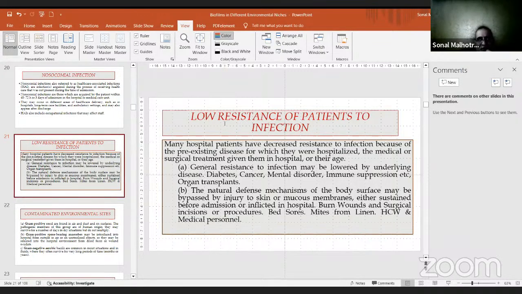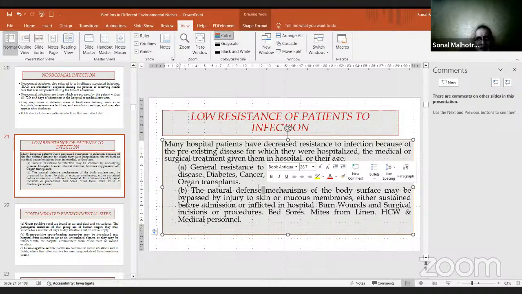Sometimes patients have low resistance to infection because they're already ill. When they come into the hospital, they have other underlying conditions such as diabetes, cancer, mental disorder, immunosuppression from some other cause, or they're coming in for an organ transplant where they undergo immune suppression. So these scenarios play out in nosocomial infections even more, because here the patients actually have a lower resistance than a normal person.